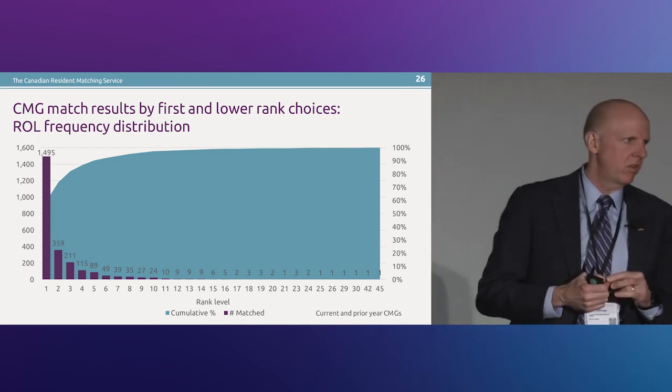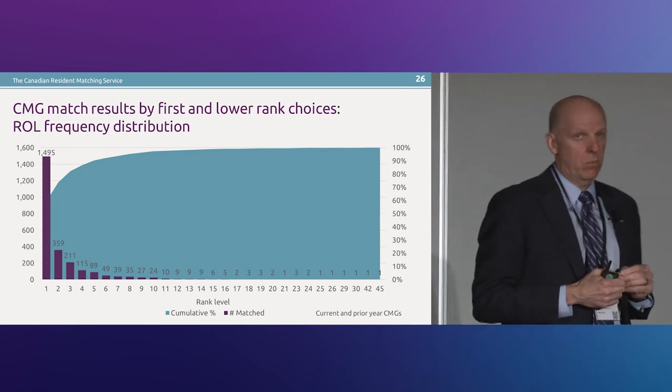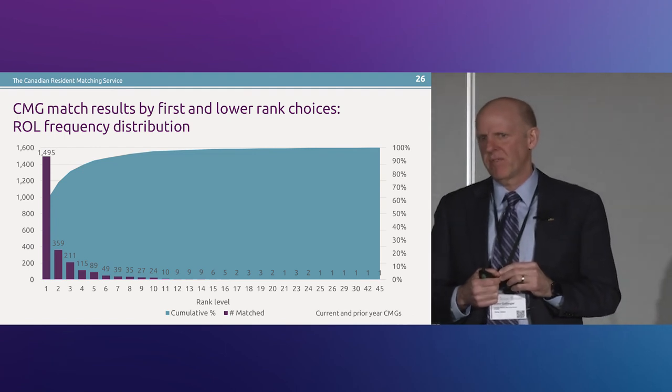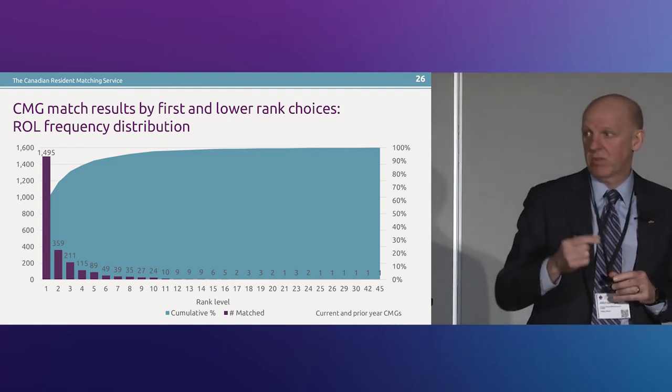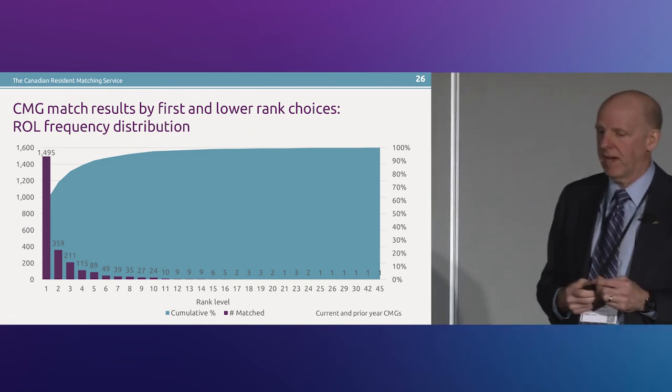That's a consistent number for the last few years. It was 93 in 2014, so it has slipped just a little bit in the last little while, but still 90% in the top five rank.